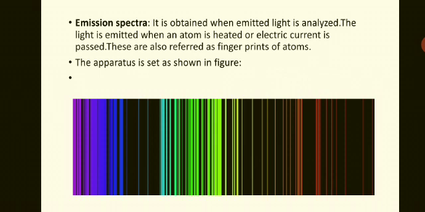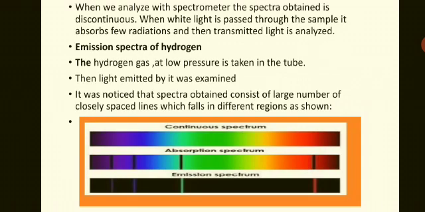When we analyze the emitted spectrum by a spectroscope, we can see the image as shown in the figure in this slide. Now, when we analyze with a spectrometer, the spectrum obtained is discontinuous. In absorption, when white light is passed through a sample, it absorbs a few radiations and then the transmitted light is analyzed.